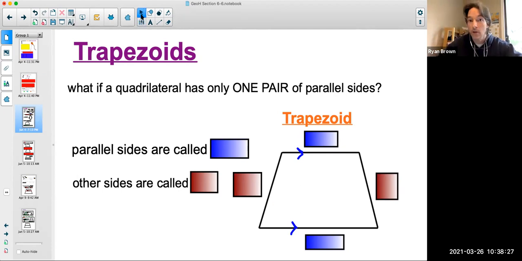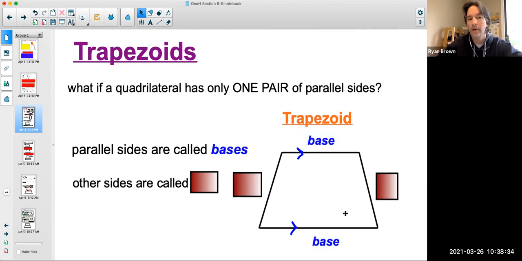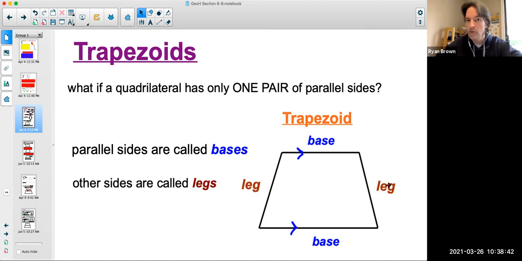Okay, well, the sides that are parallel, we're going to call those two the bases. So here's the top base and here's the bottom base. The bases are parallel. The parts that are not parallel, we call those the legs. So we have a leg here and a leg here. Okay, there's your trapezoid. One pair of parallel sides, they're called the bases, and the other two sides are called the legs.